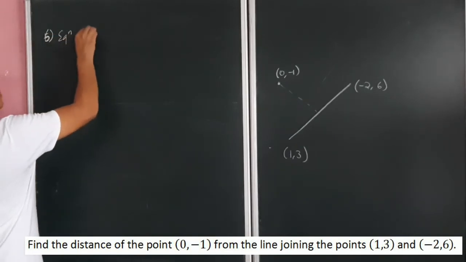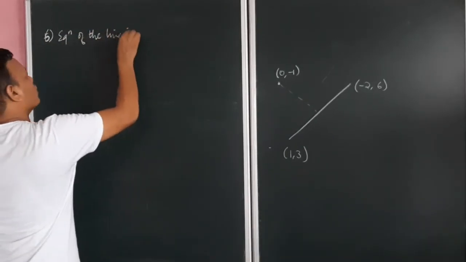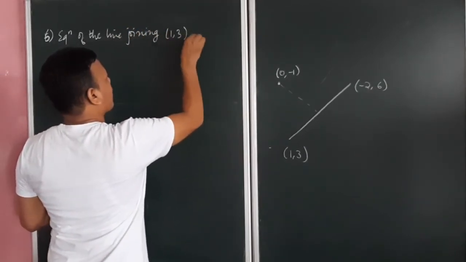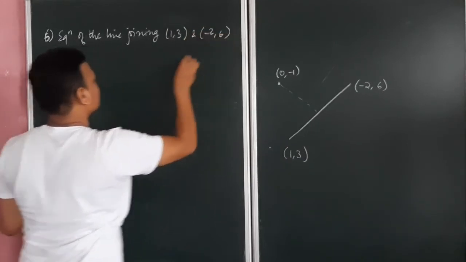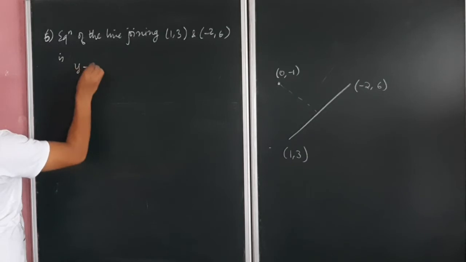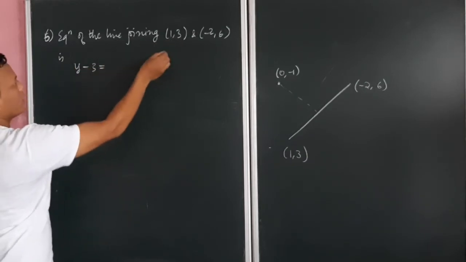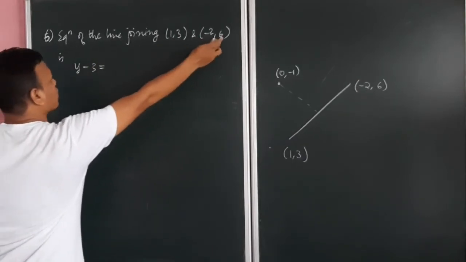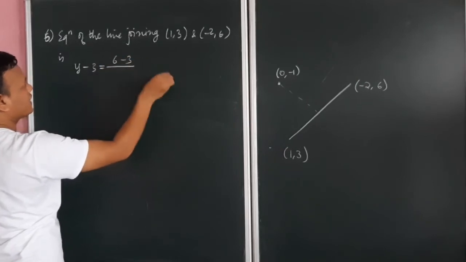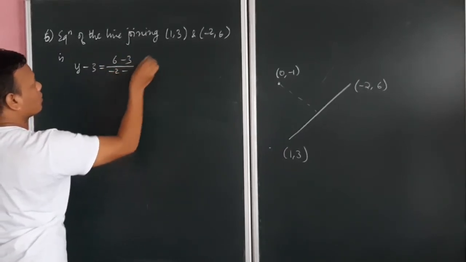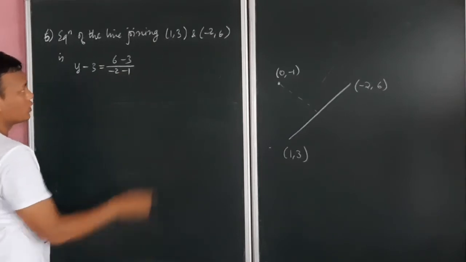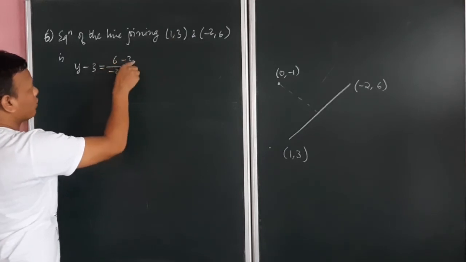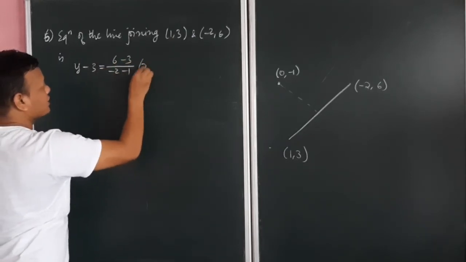So equation of the line joining (1, 3) and (-2, 6) is, so it is y minus y1 equals to, so equation will be y2 minus y1, that is 6 minus 3, whole divided by x2 minus x1, that is minus 2 minus 1. Okay, so it is the two-point form. Remember, this is x1 y1, x2 y2. So y minus y1 equals y2 minus y1 whole divided by x2 minus x1 into x minus x1.